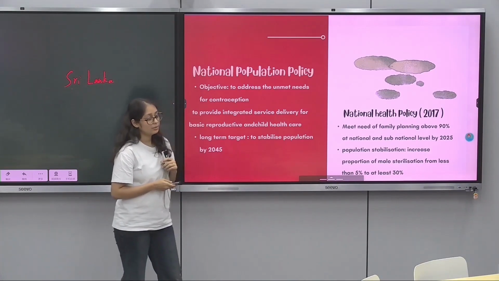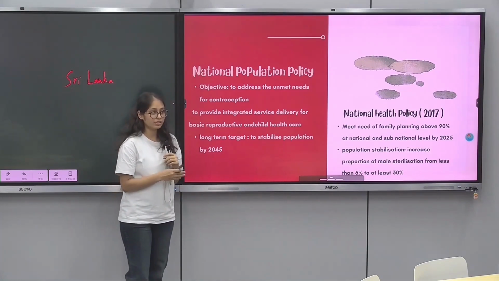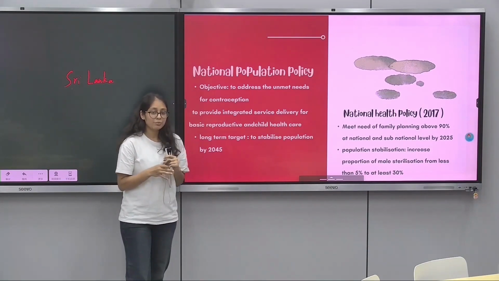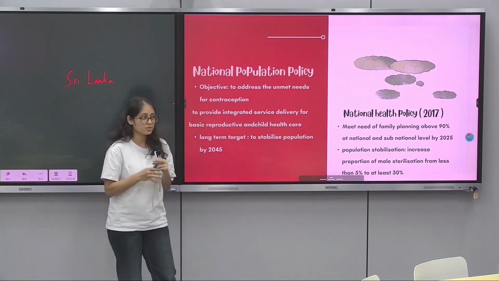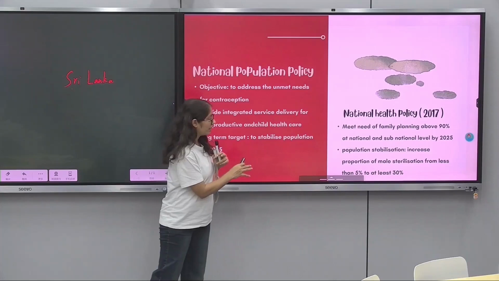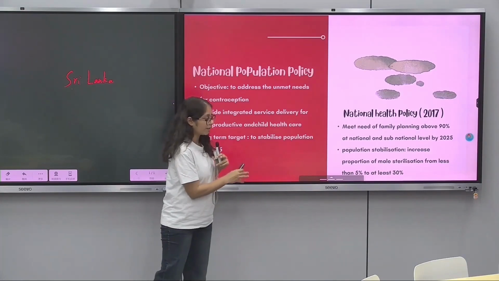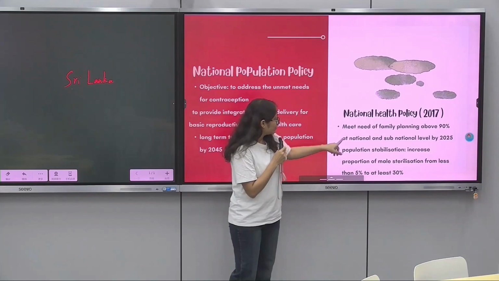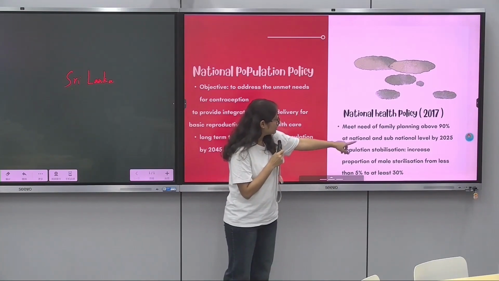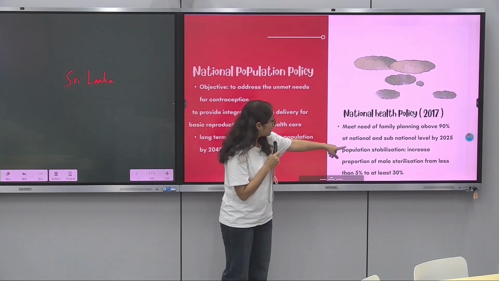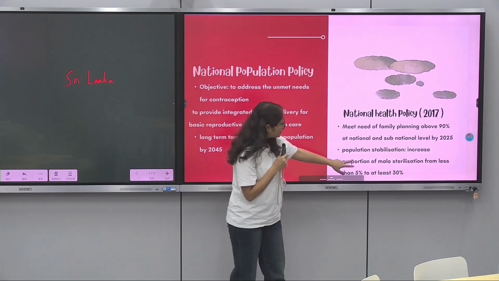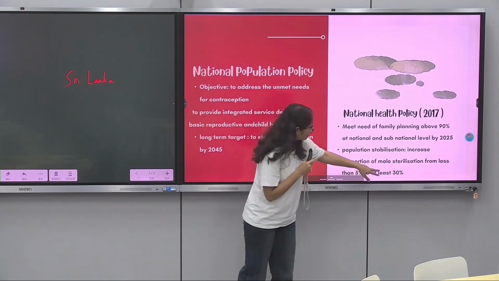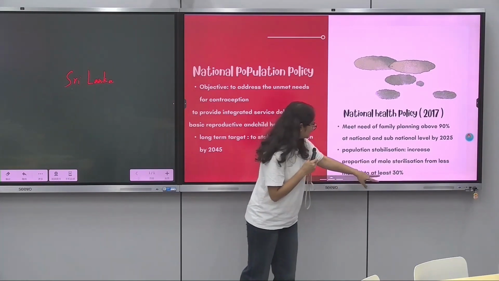Second is National Health Policy. This National Health Policy was given in 2017. National Health Policy is for all the diseases that are taking place, so right now we have taken only those related to family planning. They aim to meet the needs of family planning above 90% at national and subnational level by 2025, and for population stabilization, to increase male sterilization from less than 5% to at least 30%.